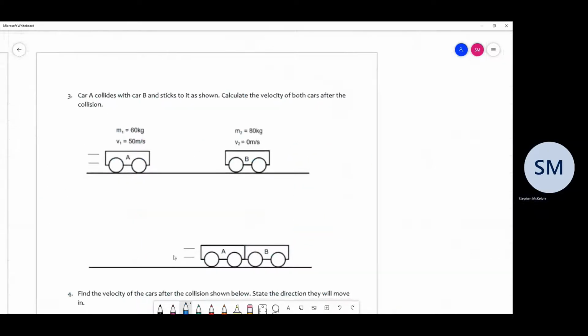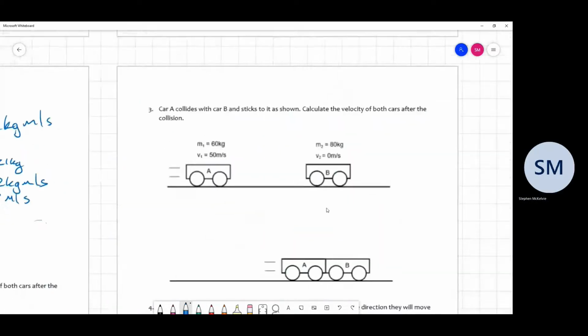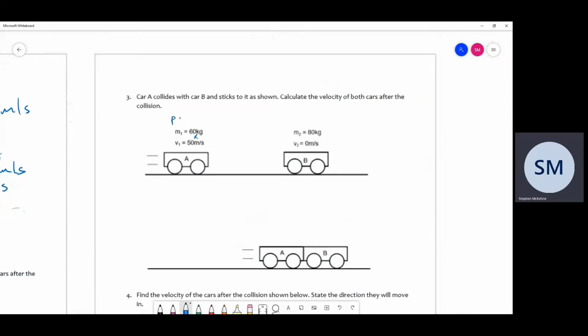Another example. Momentum will be the mass times the velocity. This will be, wait, of course, it'll be 3,000, sorry, 1, 2, 3 kilogram meters per second. P2 will be 80 times 0, which is 0 kilogram meters per second, giving me my total momentum of 3,000 kilogram meters per second.